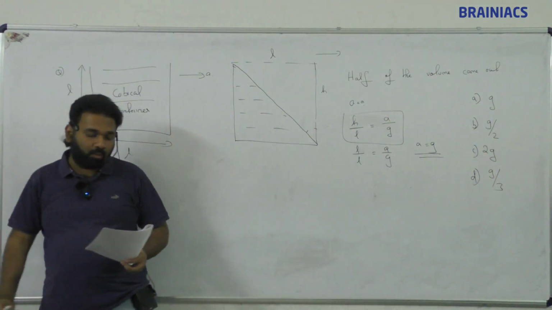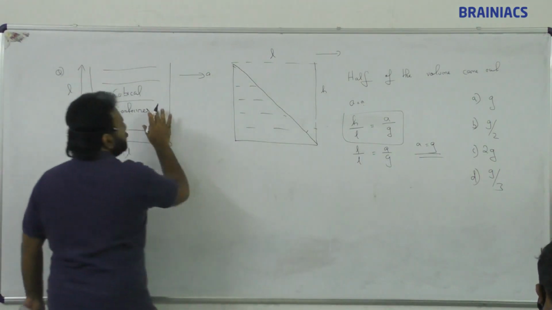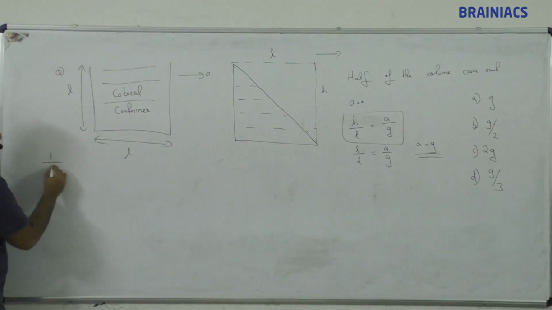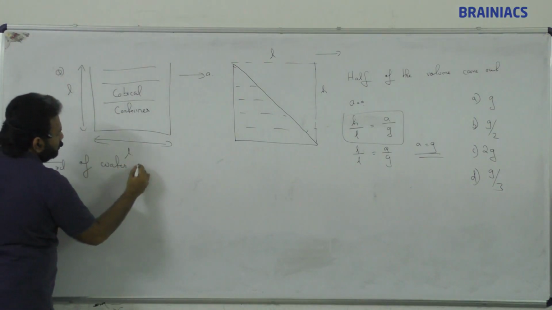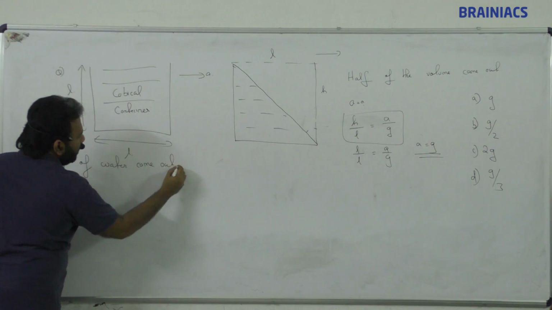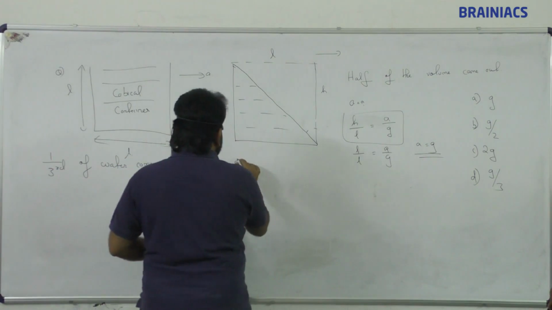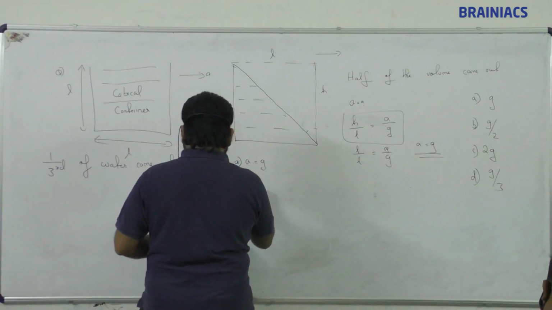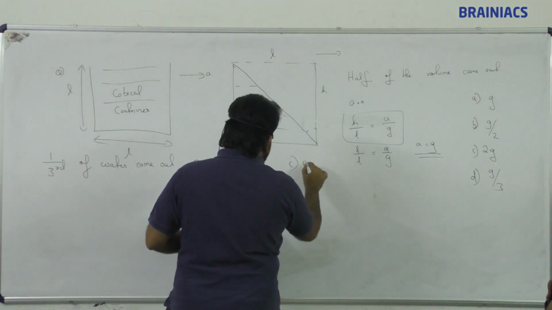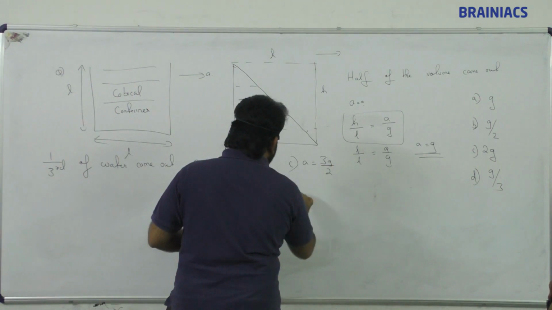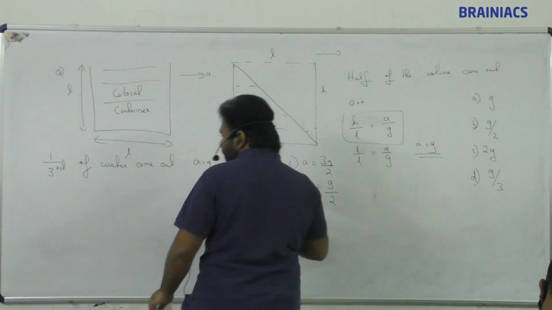Another question, same thing. Same situation, moving with an acceleration, and one third of the volume of water came out. What is the value of A? Options: A is equal to G, A is equal to 2G by 3, A is equal to 3G by 2, A is equal to G by 2.